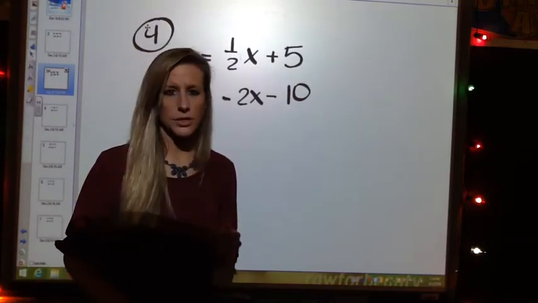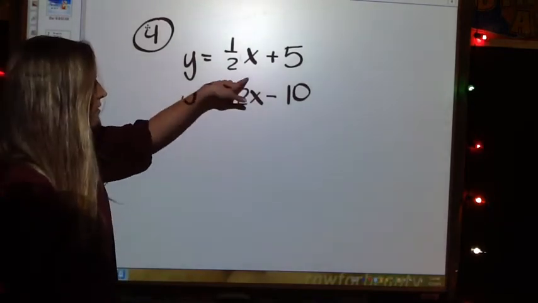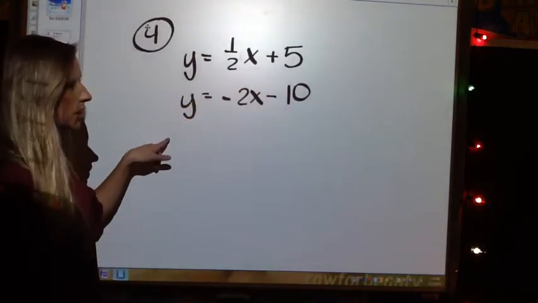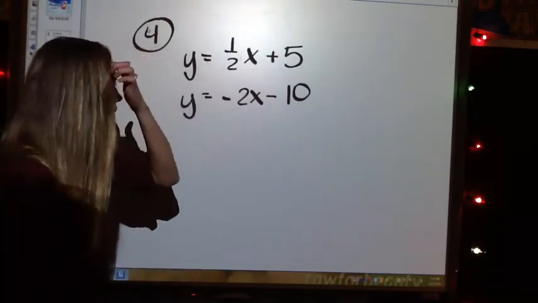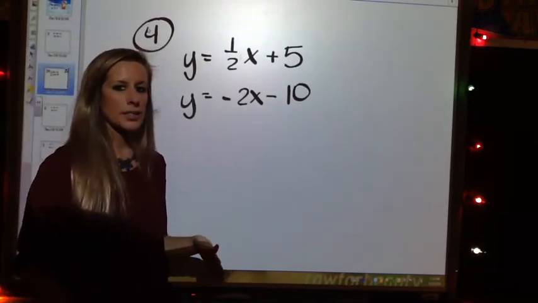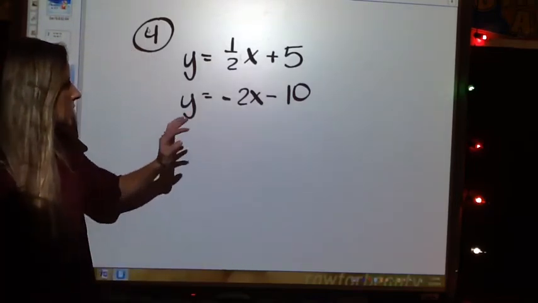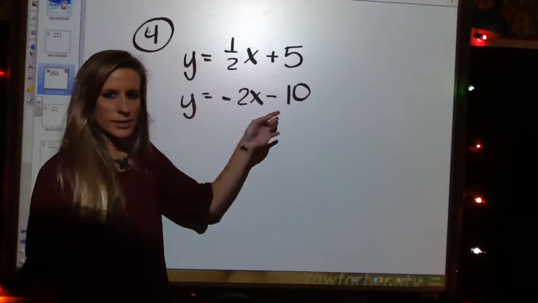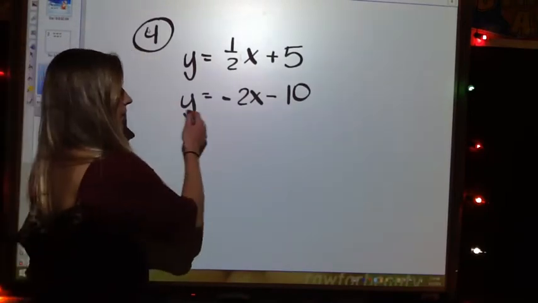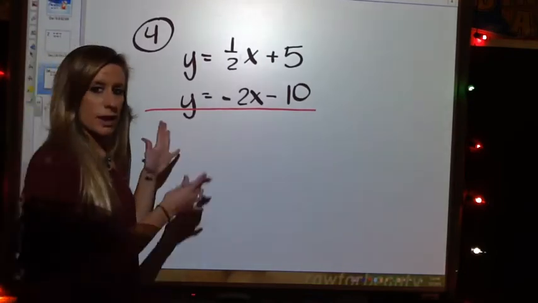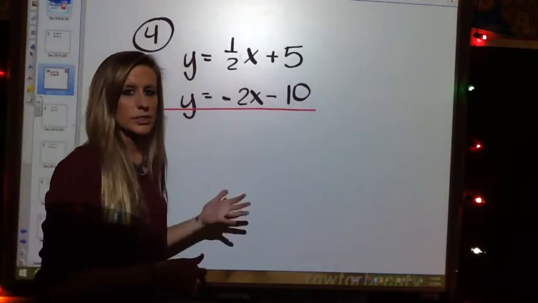The first one we're going to do is number 4. We have y equals 1/2 x plus 5 and y equals negative 2x minus 10. So for elimination, we need to find something to eliminate or cancel. So you can cancel the y's or the x's, it doesn't matter. But like it is right now, it won't cancel on its own. You're going to have to change something.